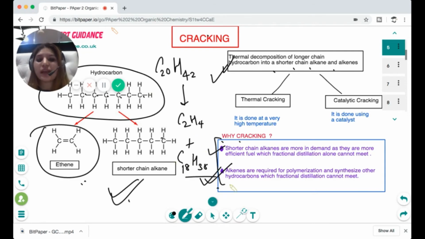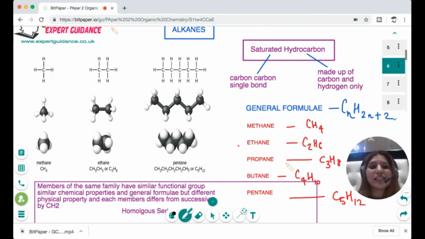Why is cracking done? And what are the ways in which we do cracking? Either we give a high temperature, that is thermal cracking, or we use a catalyst, which is catalytic cracking. Okay, so I hope this cracking concept is clear to you. Now let's see what hydrocarbons are.